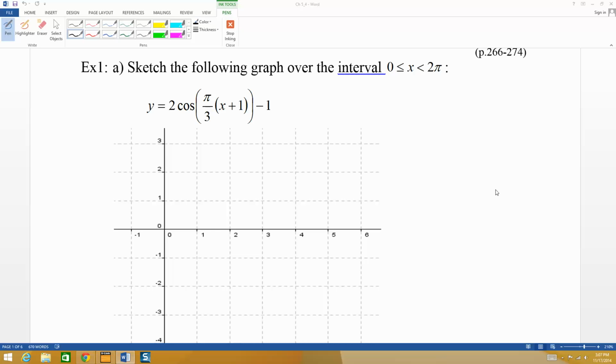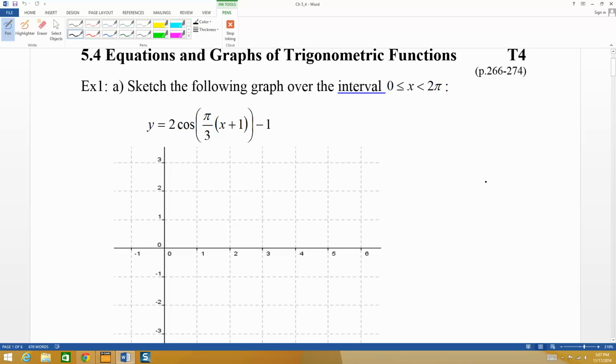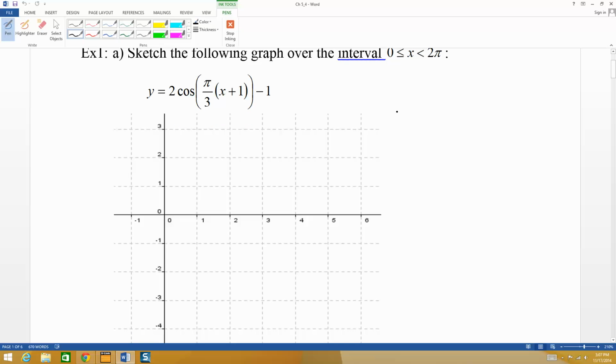Alright, now here's the beginning of our next section, 5.4, the equations and graphs of trig functions. I'd just like you to take a look at this first example: sketch the following graph over the interval 0 is less than or equal to x, which is less than 2 pi. So we're not going to include 2 pi, but we're going to go right up to it. Okay, so this is a bit of a review here.